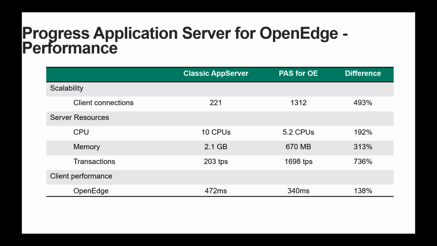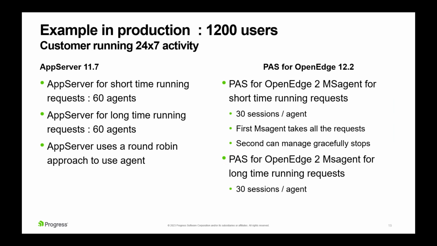Also on resources, we had some measures saying that PAS for OpenEdge could use fewer resources, CPU and memory, and was also more performant in transactions per second on similar configurations. Many aspects, but of course it's an internal bench we did many years ago, and only your own application will be the best bench to do.